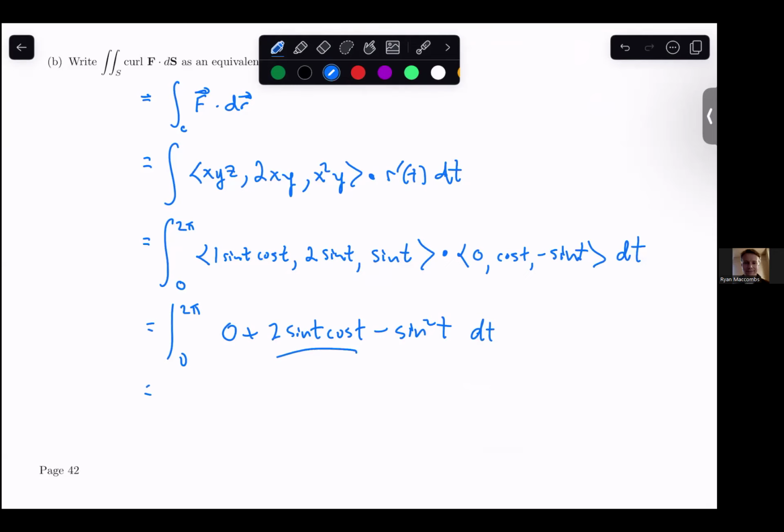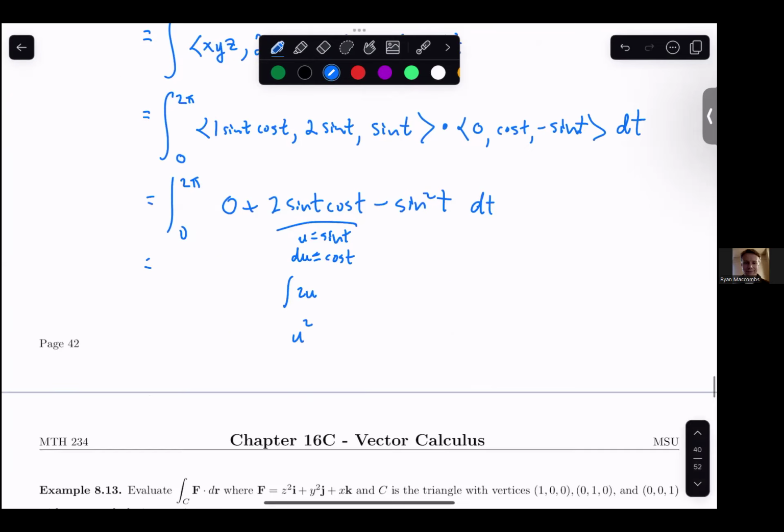So when we evaluate this bit here, we have a small u substitution where u is equal to sine typically. And so when we integrate just u, or really 2u, we get u squared. So again, u is equal to sine, du is equal to cosine. So this is really the integral of 2u, which gives us u squared. And so this is going to be sine squared t. And of course, you can double check, right? If you take the derivative of this, you should get back to where you started. So this we're going to evaluate from 0 to 2 pi.